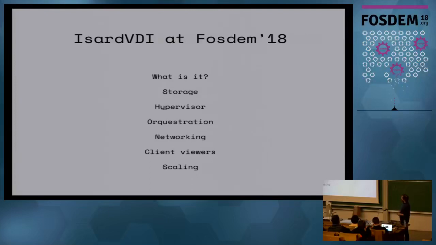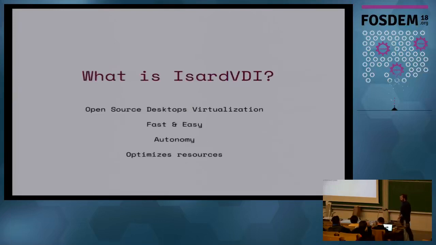We'll talk about the storage, our hypervisors, how IsardVDI tries to optimize the desktops, where they run, and how it decides where it's better to run. Networking, client users, so the users of the system connecting to IsardVDI, and how this system scaled from the beginning. So, an example of how the system can grow in your organization.